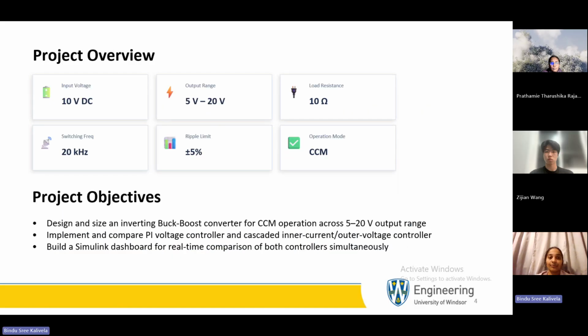Coming to the project overview, this slide shows the main specifications of our project. The input voltage is 10 volts and the output voltage ranges from 5 volts to 20 volts. The load resistance is 10 ohms, the switching frequency is 20 kilohertz, and the voltage ripple is allowed within 5%. The converter operates in continuous conduction mode. Our main objective was to design a buck boost converter that works across the 5 to 20 volt range, and to implement two control methods: a PI controller and a cascade controller.